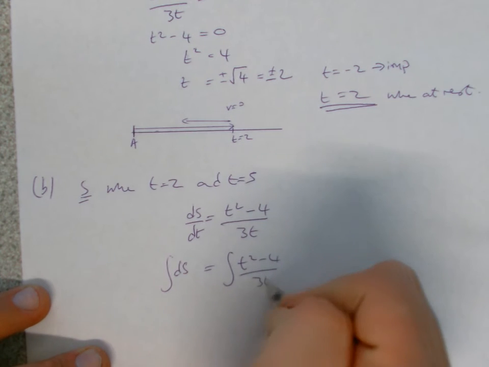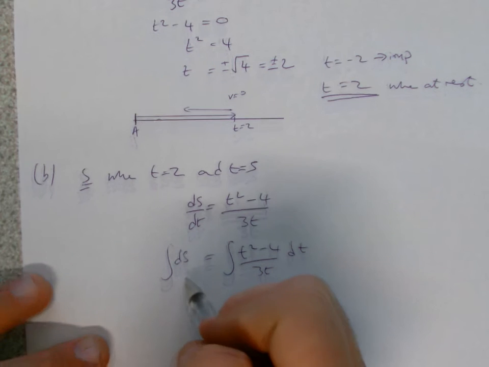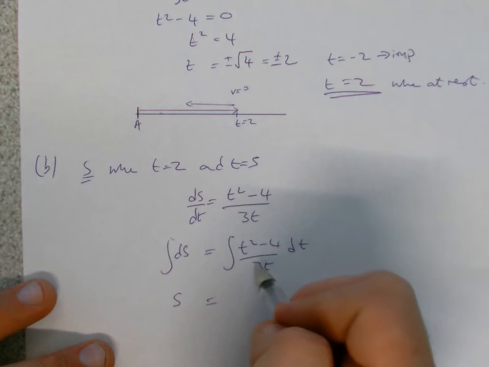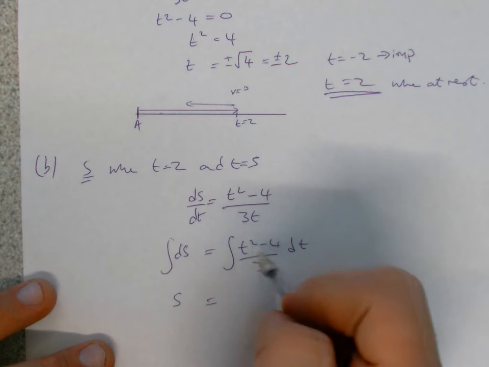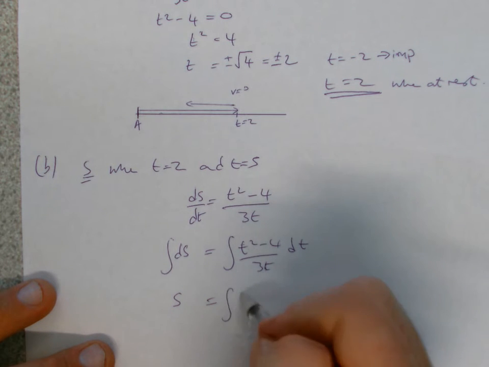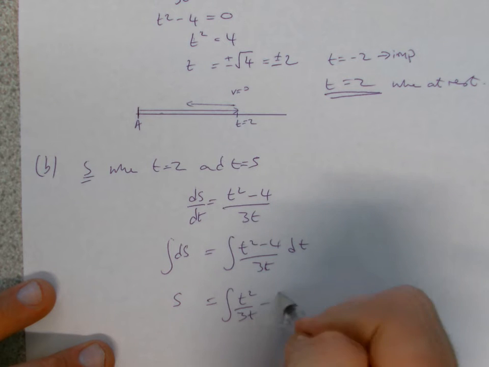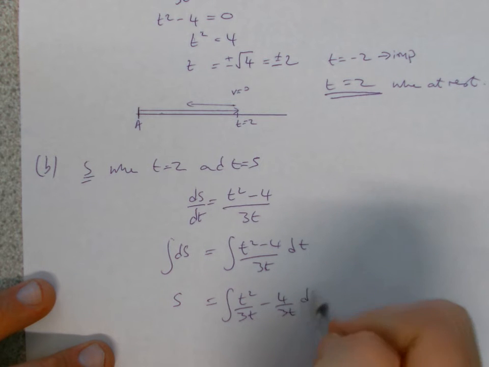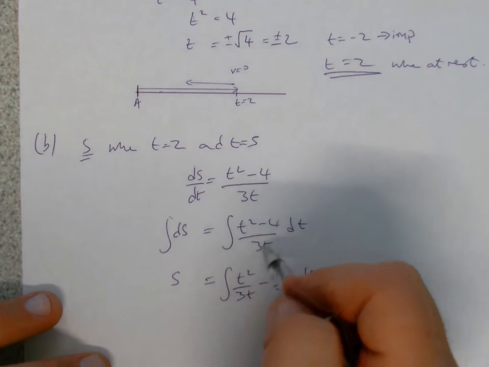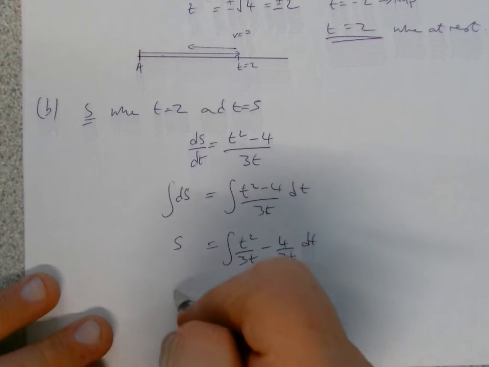So get the t's on one side, integrate this here, so that becomes s, doesn't it? Now when you integrate this, there's a bit of work to do. If you just think about it, it's not that difficult. Every term on the top is divided by 3t, so what we can do is split this fraction up. There's nothing wrong with that, because you're dividing each term by 3t. What we can do then is simplify it.